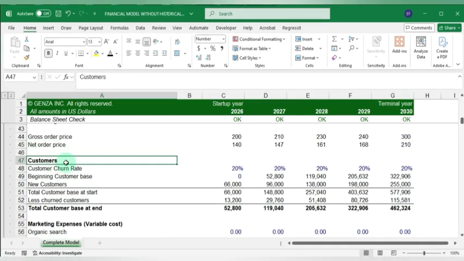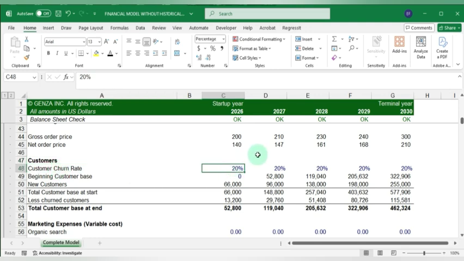Then we obtain some information on our customers, our potential customers, of course. So we have our customer information, such as customer churn rates. That talks about the rate at which our customers are going to be churning, or they're going to be stopping from purchasing from us. That is the churn rate. Then we have our beginning customer base, which is obviously zero.